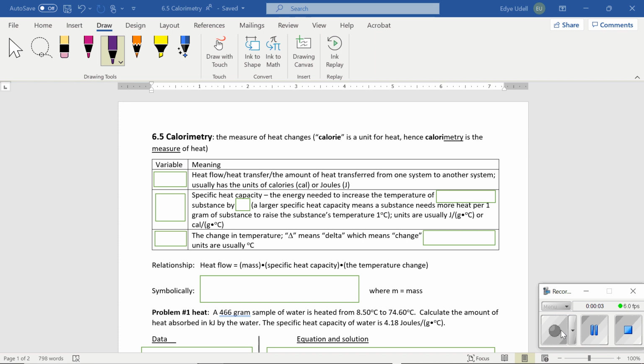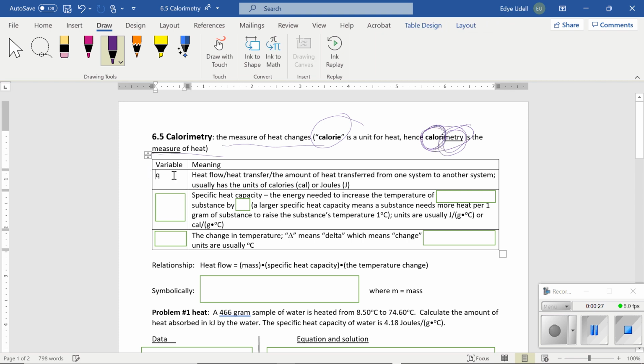So today we're going to learn about calorimetry, which, as you can see, is the measure of heat changes. The word calorie is a unit for heat, and calorimetry means we have heat, which is calorie, and we're metering the heat. So calorimetry is a measure of heat. We have some new vocabulary in here. I'm just going to open these up so you can see them.